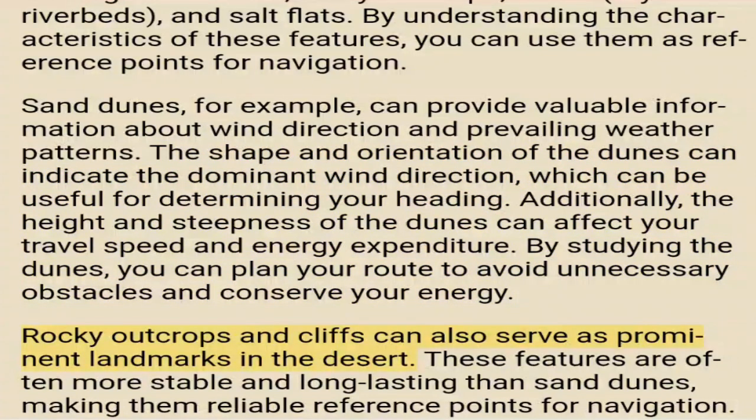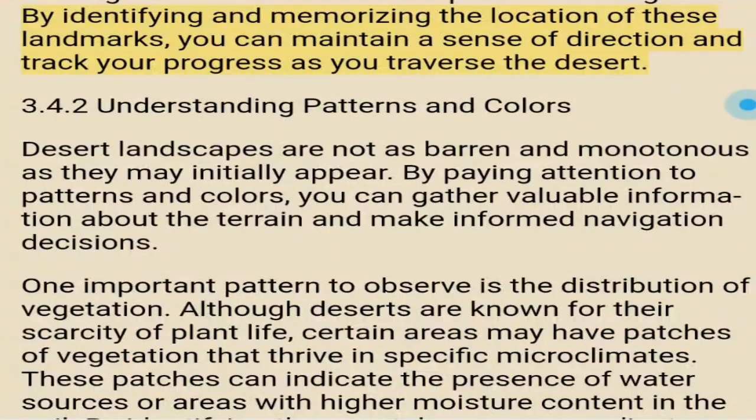Rocky outcrops and cliffs can also serve as prominent landmarks in the desert. These features are often more stable and long-lasting than sand dunes, making them reliable reference points for navigation. By identifying and memorizing the location of these landmarks, you can maintain a sense of direction and track your progress as you traverse the desert.